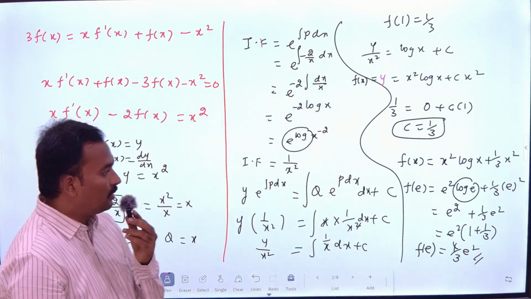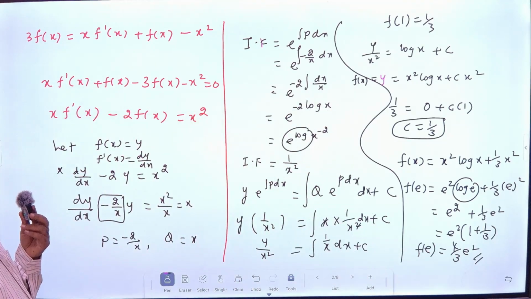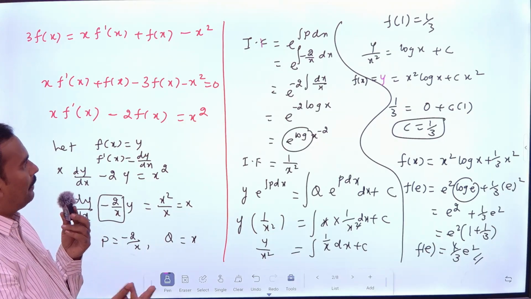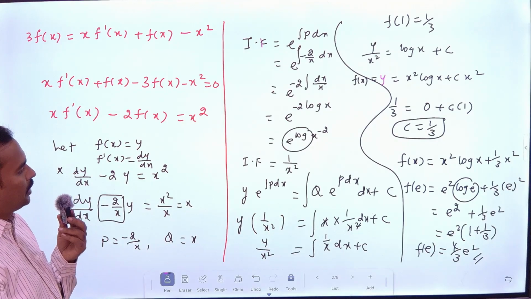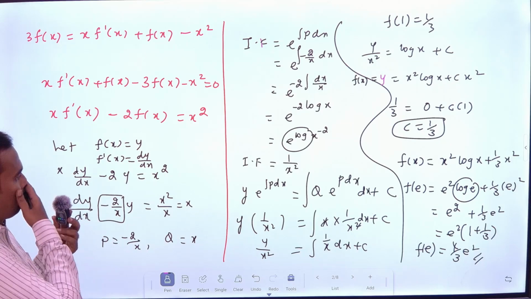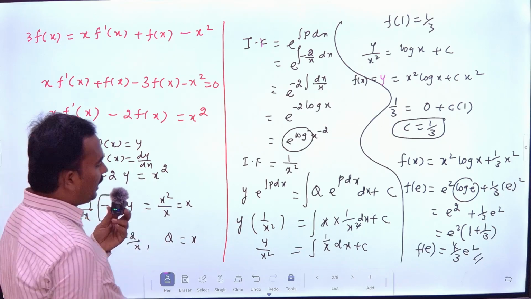Clear? I think all of you understood, right? Here the trick is you have to use Leibniz rule, and then second thing is you have to use the differential equations to find the f of x, right? Okay, fine. We'll do the next question quickly.